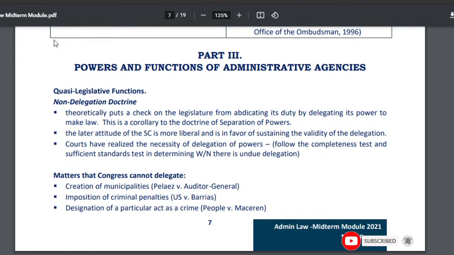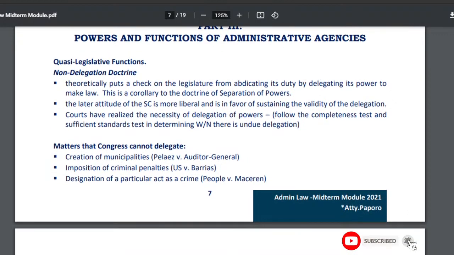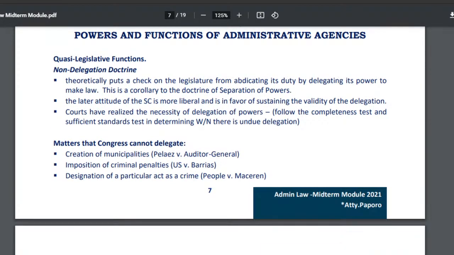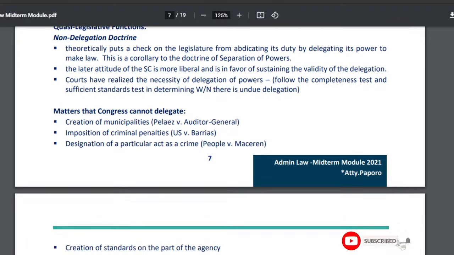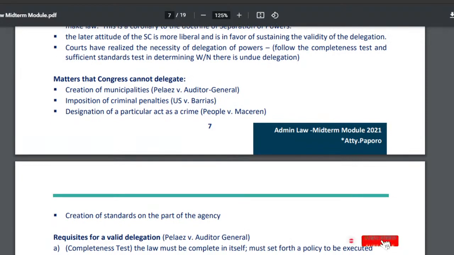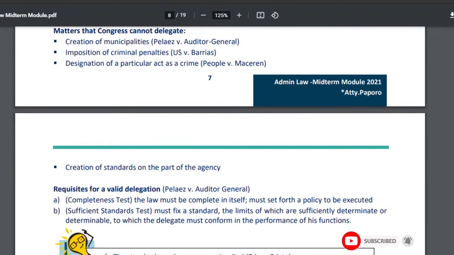This actually would come out in our midterm exams. So what are those matters that Congress cannot delegate? 1 is the creation of municipalities. 2, imposition of criminal penalties. 3, designation of a particular act as a crime. 4, creation of standards on the part of the agency. These matters can only be under the power of Congress.